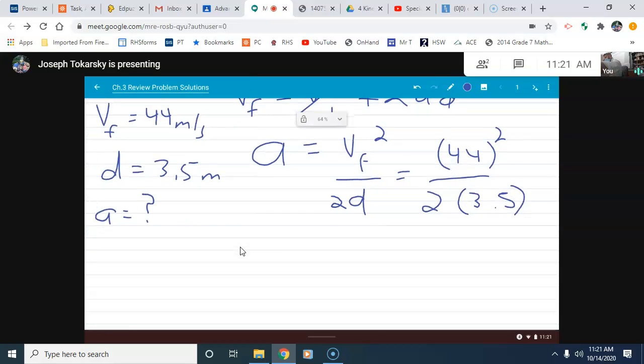Run those numbers. And remember, all the answers I posted were from the book, and they're all done in sig figs. So as long as you were really close to those, I'll run the numbers, see what we get out here. 44 squared divided by 7 essentially. You get about 276.6 meters per second squared. The book answer was 280. That's definitely within reason, close enough.